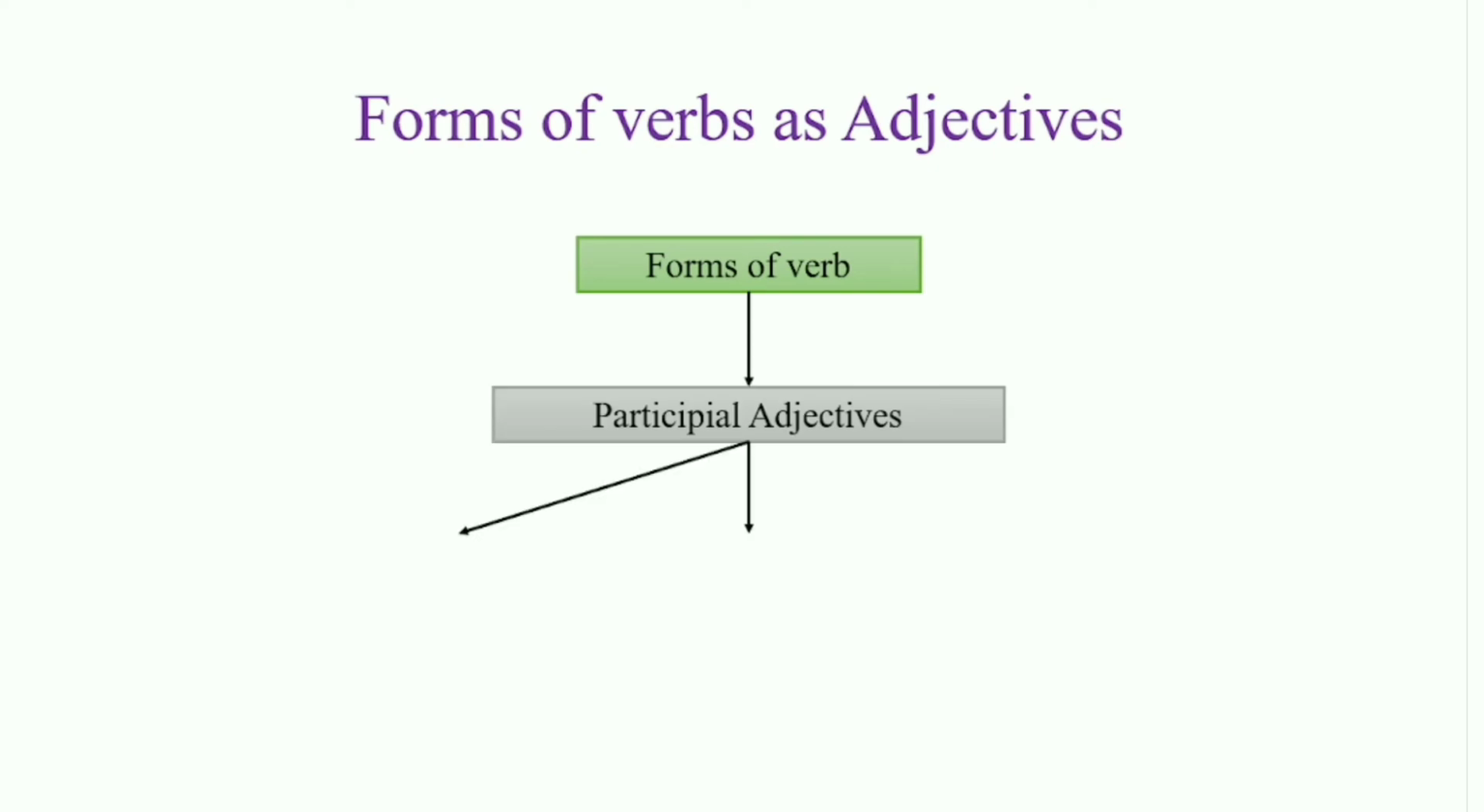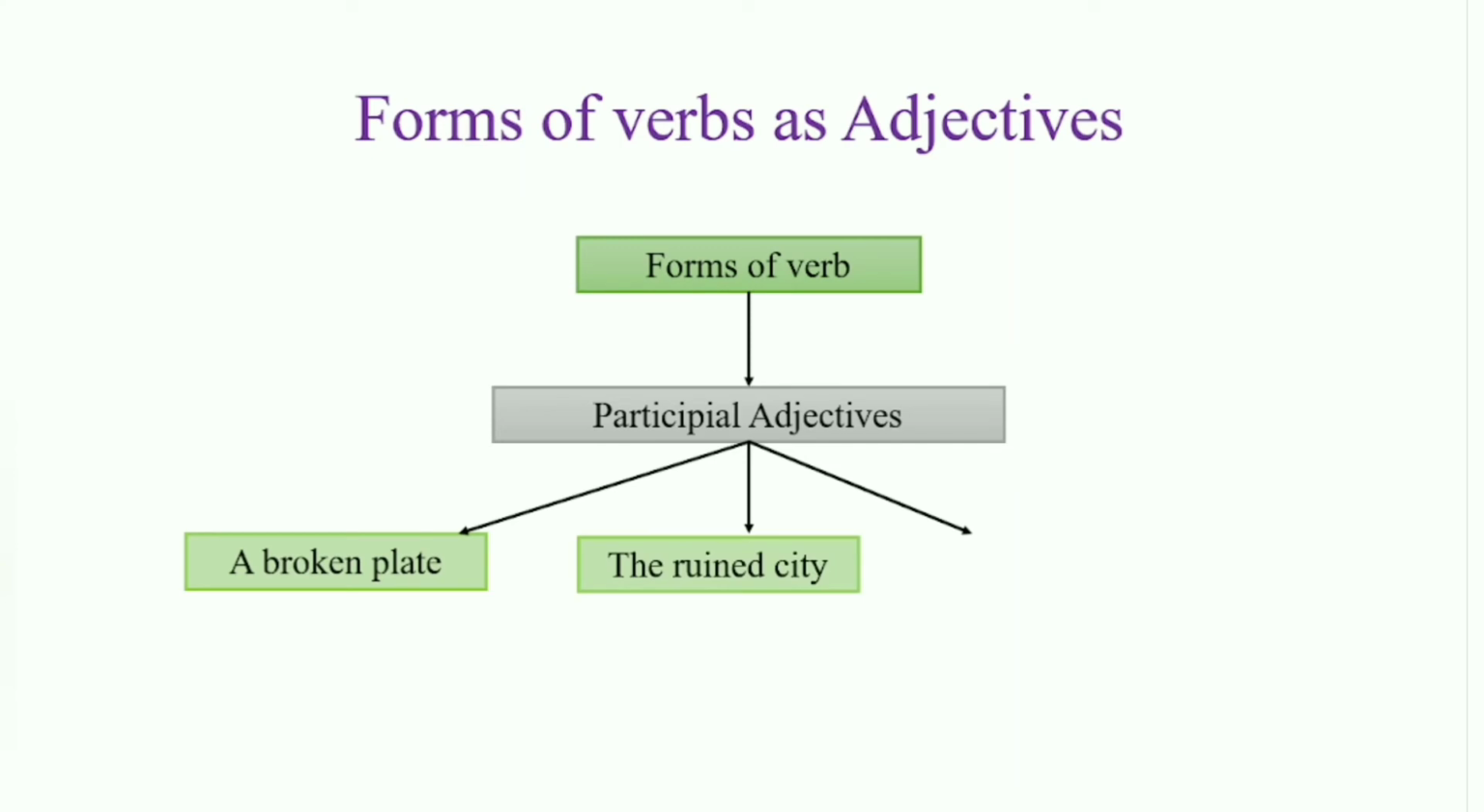Forms of verbs can also modify a noun. If any form of verb is modifying a noun, it is known as a participle adjective, and its function is like an adjective. For instance, a broken plate. Broken is a form of verb. Ruined city. Ruined is a form of verb. Crying baby. Crying is also a form of verb, but here in this noun phrase, they are performing the function of adjectives, and grammatically they are known as participle adjectives.